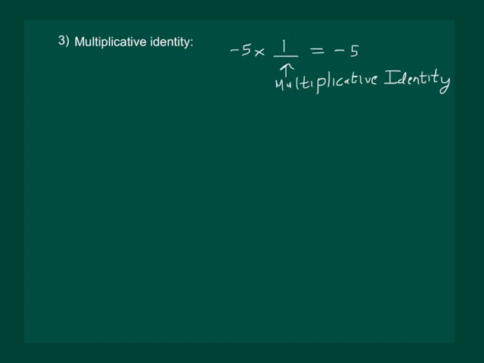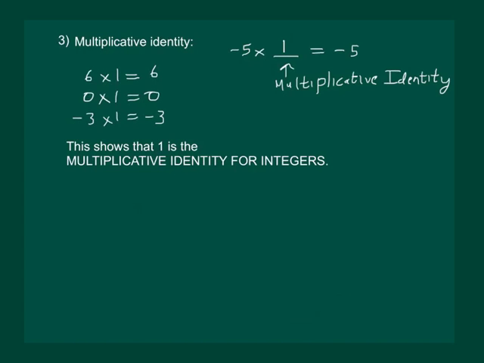Let us check with more integers. 6 multiplied by 1 will give us 6. 0 multiplied by 1 will give us 0. Minus 3 multiplied by 1 will give minus 3. This shows that 1 is the multiplicative identity for integers. In general, for any integer a, a into 1 is equal to a.